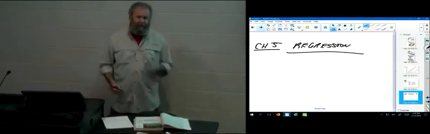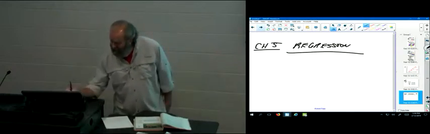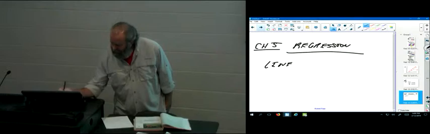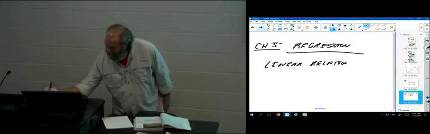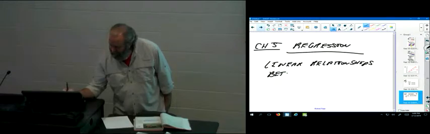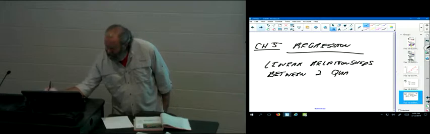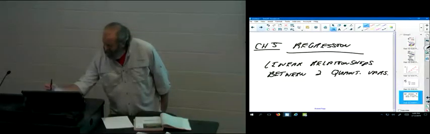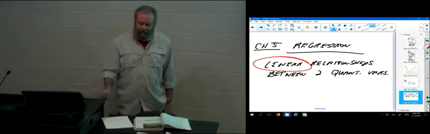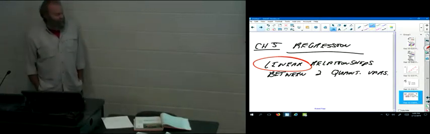Okay? Now, I'm going to be very specific about what we're looking at here. Again, all I'm looking at is a linear relationship between two quantitative variables. And I'm going to circle this. So it makes sense to talk about R, because we're always looking to see if we're linear. And that's all we're looking at.